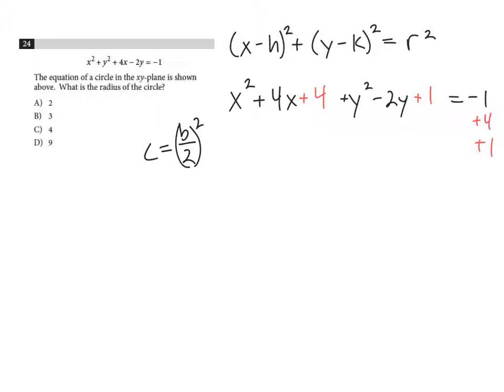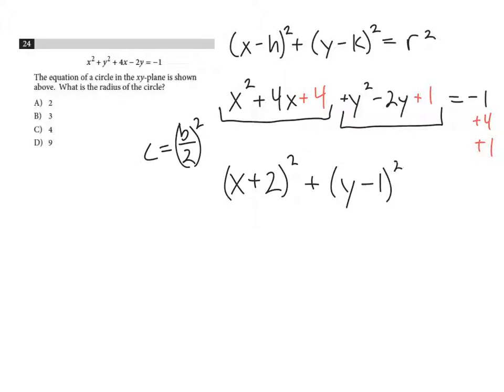Okay. So on the left side, I can factor this, and I can factor this. It will be (x plus 2) squared and (y minus 1) squared equals, well, these cancel out. It's just going to be 4. I know that the radius squared is equal to 4, so I know the radius must equal 2.